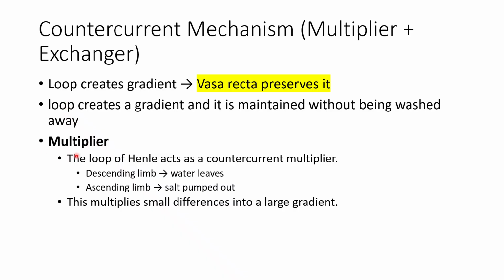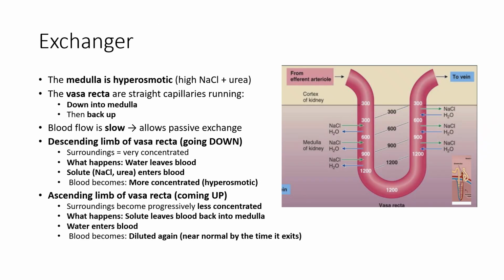Now, why is it called a multiplier? Because we saw that the descending limb is impermeable to salt, so water leaves the descending limb. However, in the thick ascending limb, only the salt is pushed out, and they are going in opposite directions with opposite functions. So the ascending limb multiplies the gradient created by the descending limb by running in the opposite direction and being opposite in its water and salt handling. So a small difference is far multiplied. Whatever small difference the individual descending limb or ascending limb would have created is multiplied because of the action of both of them. That is why it is called a counter current multiplier.